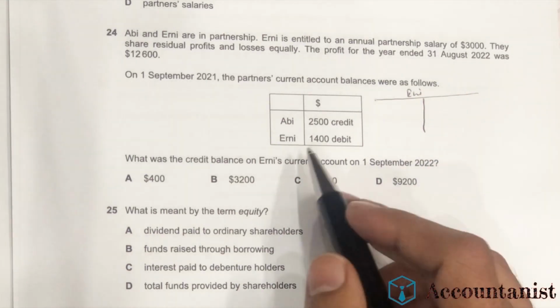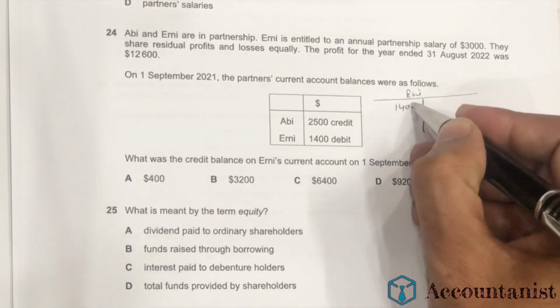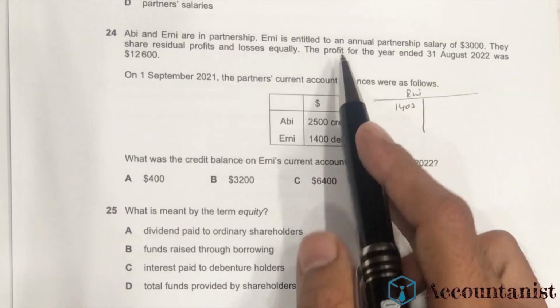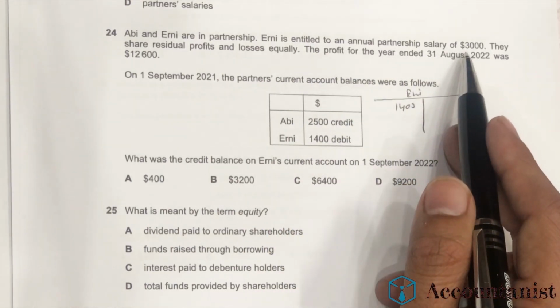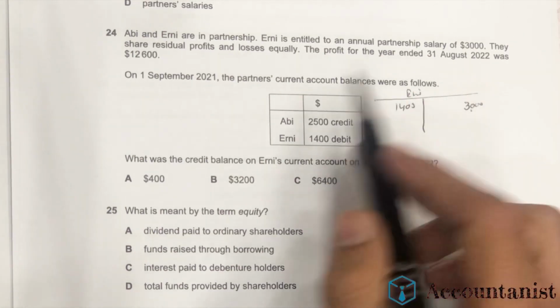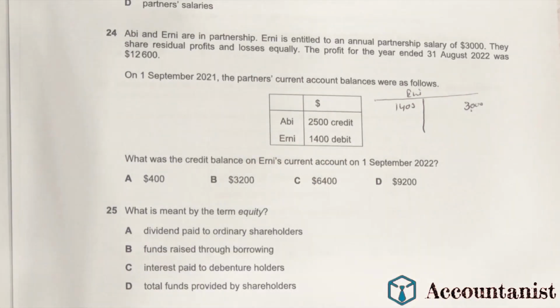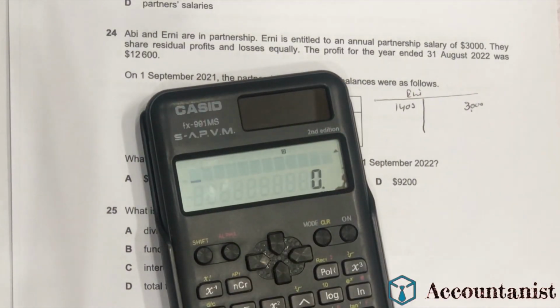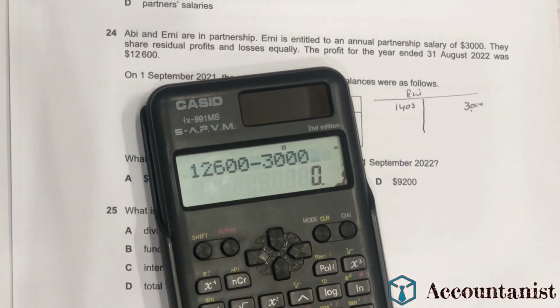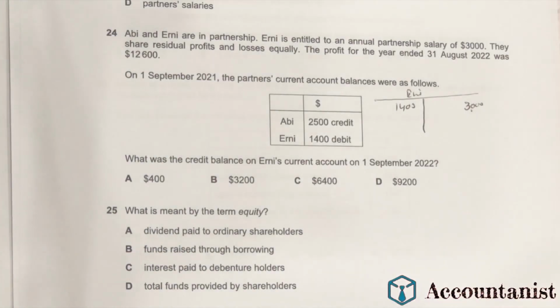So Amy's current account opening balance has a debit balance of 1,400. So obviously we'll write down here 1,400 BD, and Amy is entitled to a partnership salary, that will come up here, 3,000 salary, and then there is a profit or loss shared equally. So how much profit share will Amy get? Let's see. We have a profit of 12,600. After deducting this salary of 3,000, we divide this equally, which gives Amy's share of 4,800. So that will come up here.